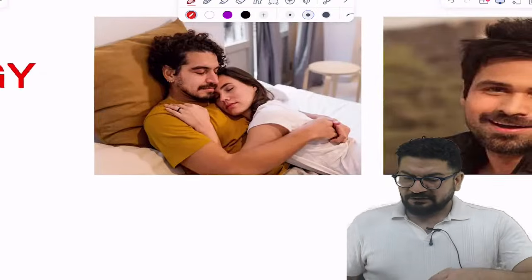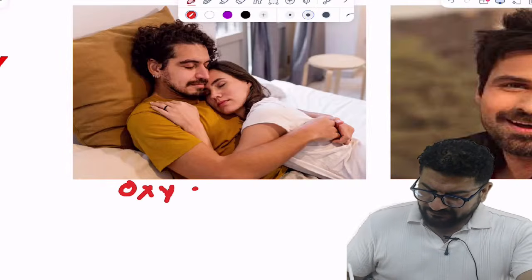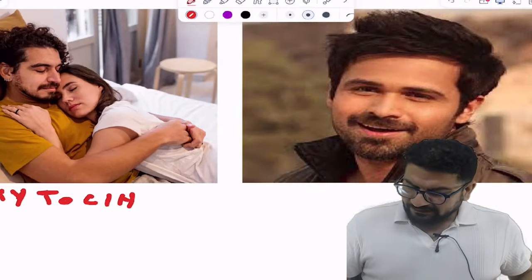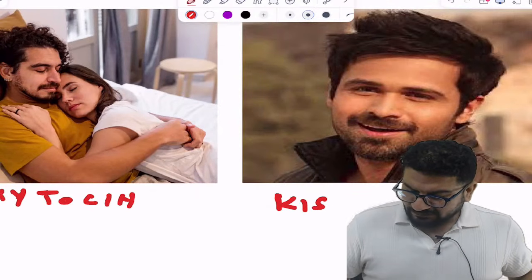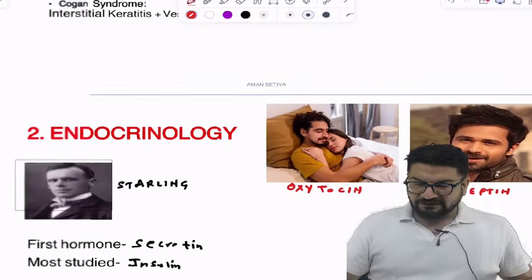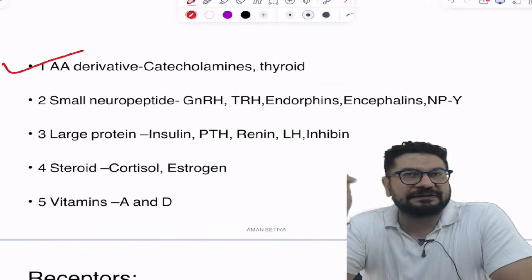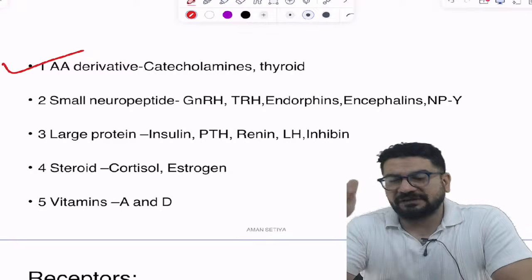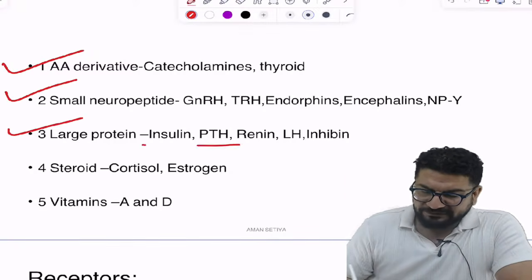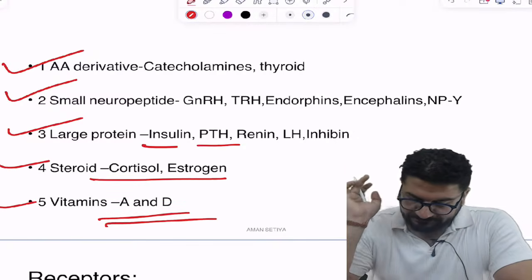Now coming to the hormone of cuddling, the cuddle chemical or hormone of love, this is your oxytocin. And a hormone which increases your desire to kiss, this is your kisspeptin. So these are some hormones which they ask in exam. Okay, it can be an amino acid derivative like catecholamines, thyroid hormones, catecholamines, epinephrine, norepinephrine, dopamine. It can be a small peptide, it can be a large peptide like insulin, PTH, it can be a steroid, cortisol, estrogen, it can be vitamins, meaning vitamins A and D.